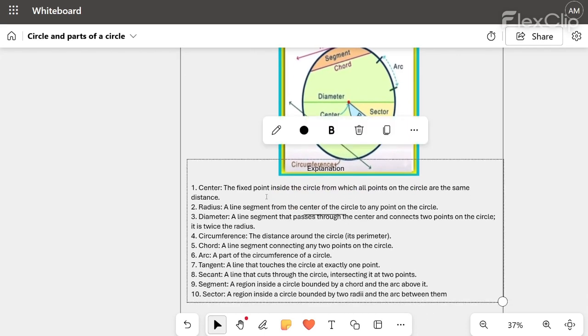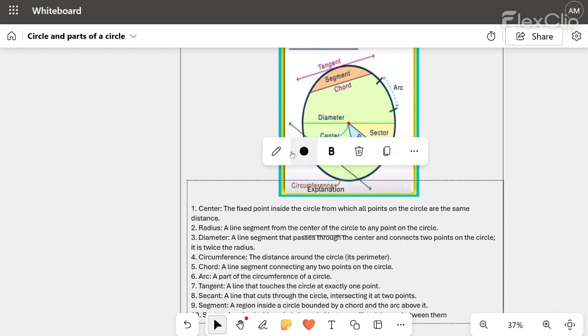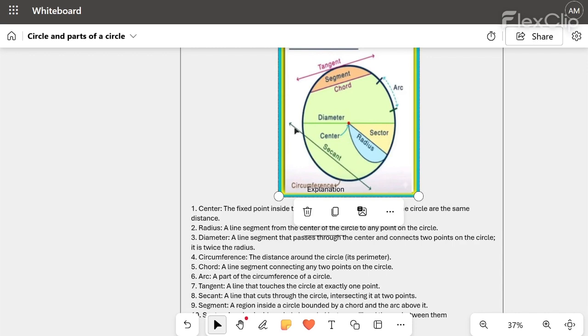Then, looking at the next example here is secant. Secant is a line that cuts through the circle, intersecting it at 2 points. Now, this is what that means. This is a secant, a line that cuts through the circle. It goes from outside the circle, into the circle, and comes out from the circle at the other end. So, secant is a line that cuts through the circle.